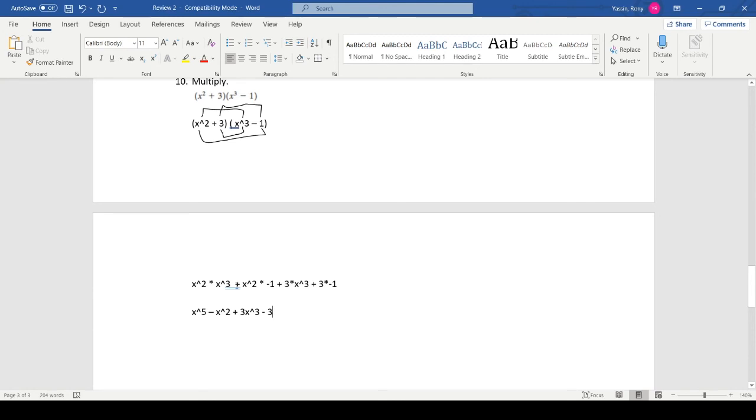Okay, so now we just have to see if there's any like terms we can combine. So let's see, x to the fifth, x squared, x to the third, minus 3. So none of these are actually like terms. So this would just be your final answer right here.